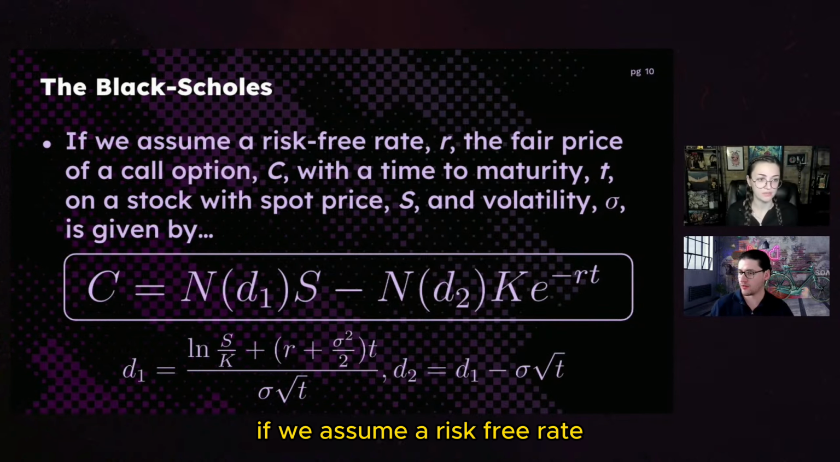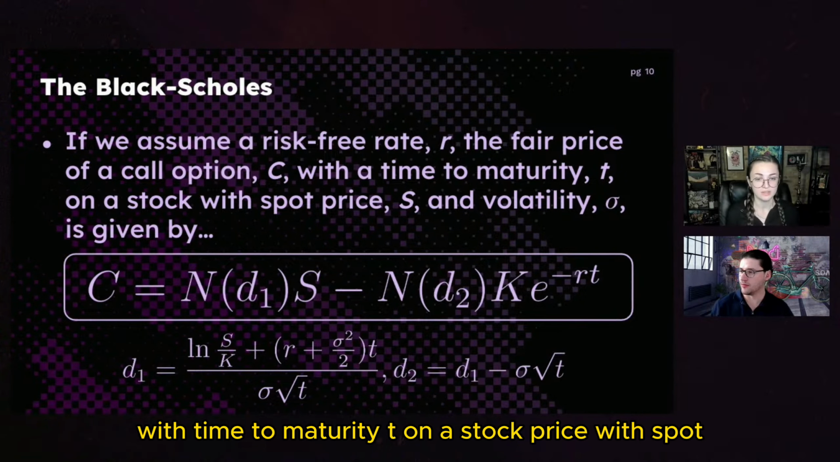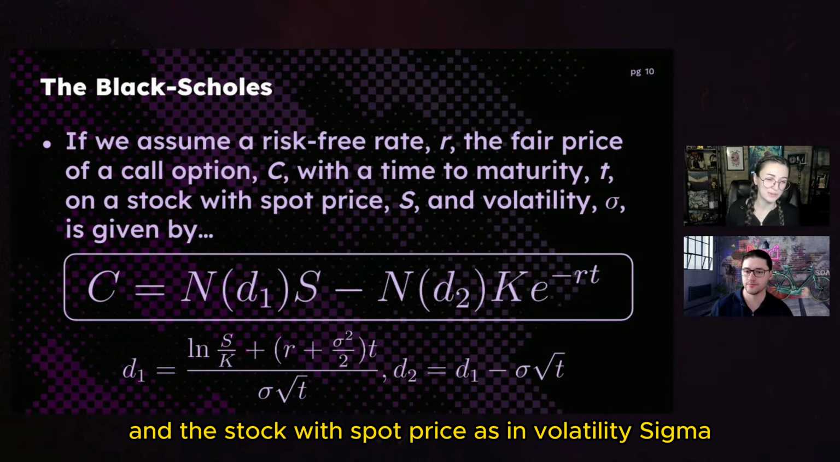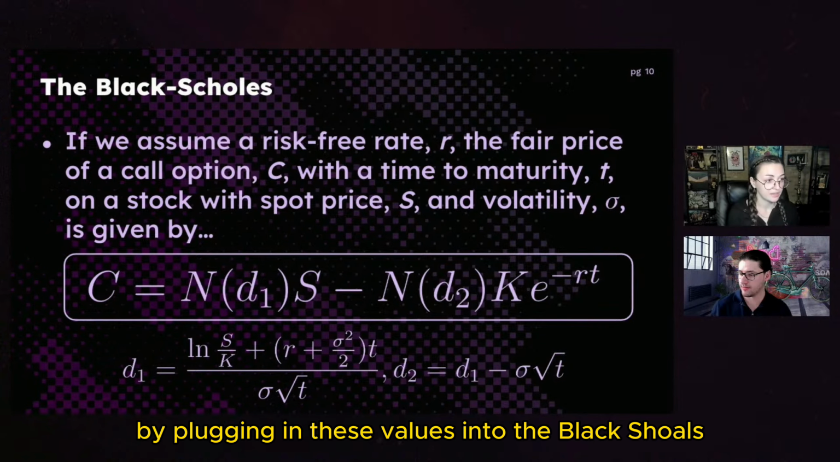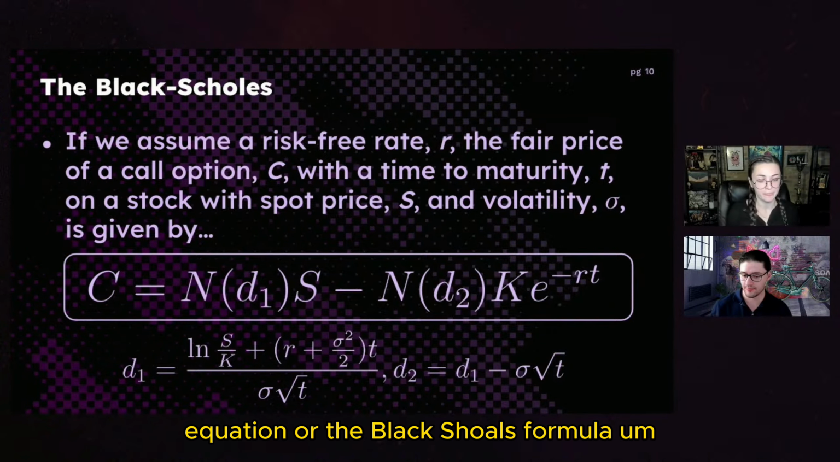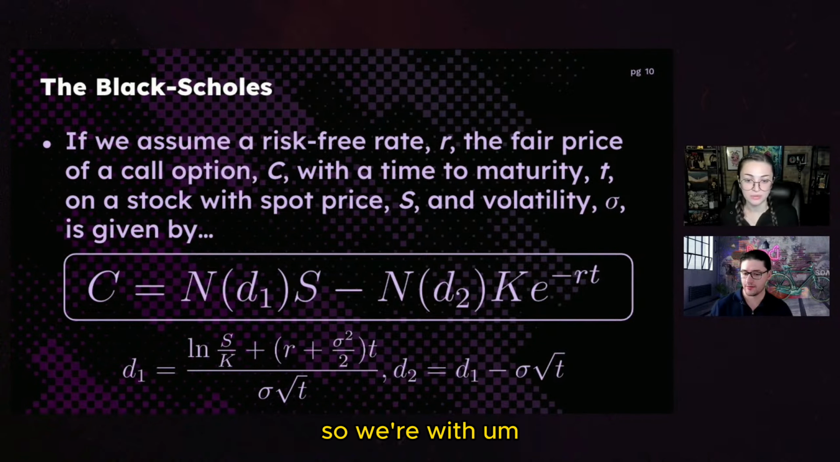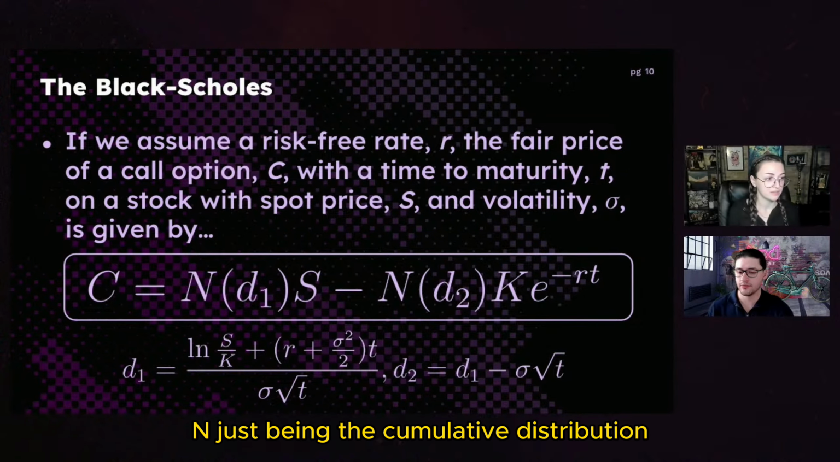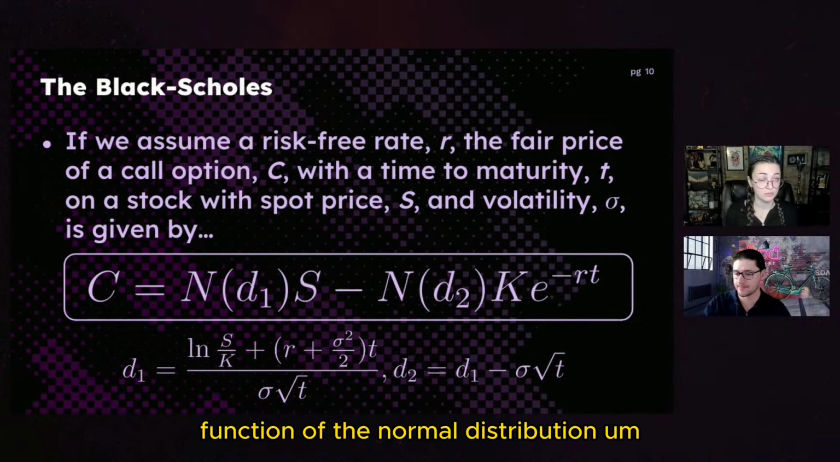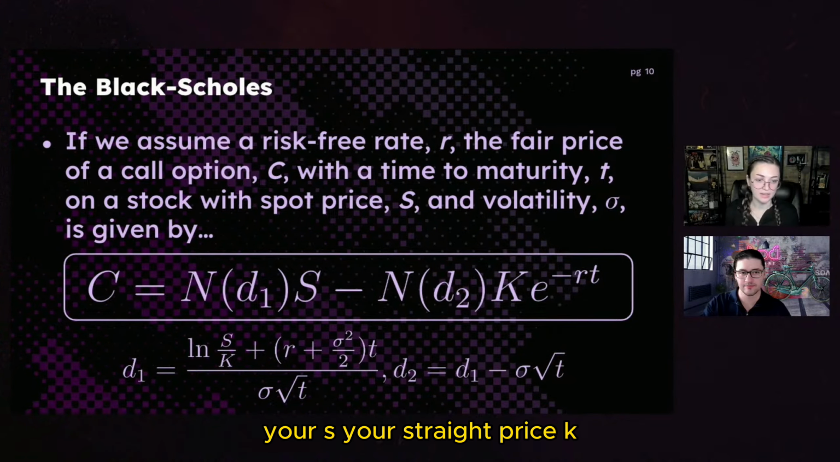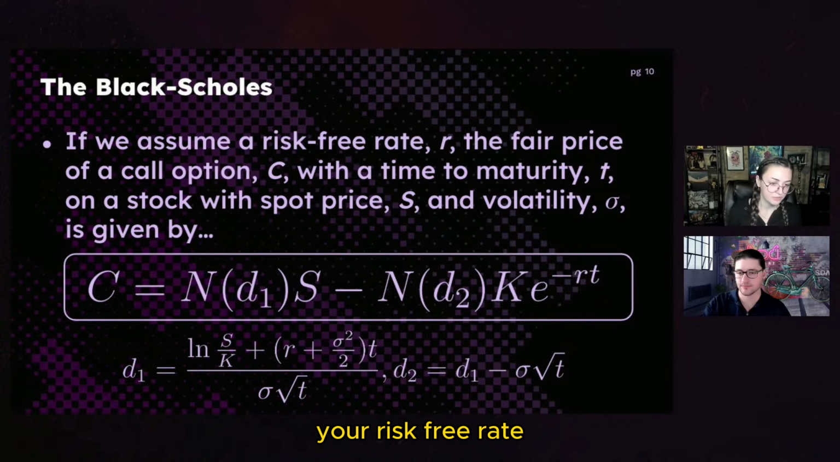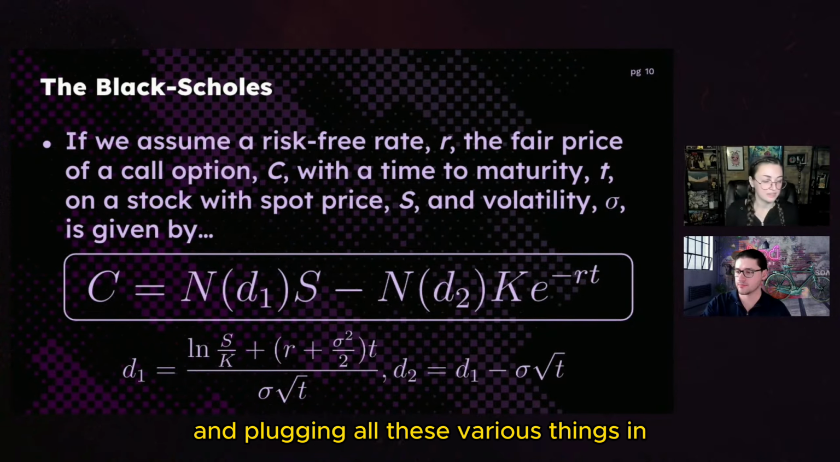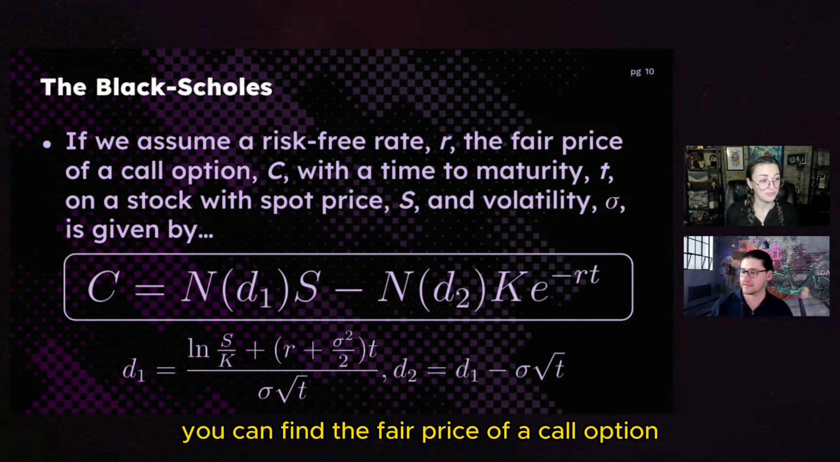But to start out, this is our nice Black-Scholes consequence. If we assume a risk-free rate of R, a fair price of a call option C, with time to maturity T on a stock with spot price S and volatility sigma, you can find that by plugging these values into the Black-Scholes formula. With N being the cumulative distribution function of the normal distribution, your S, your strike price K, your risk-free rate, and plugging all these things into this very messy form, you can find the fair price of a call option.